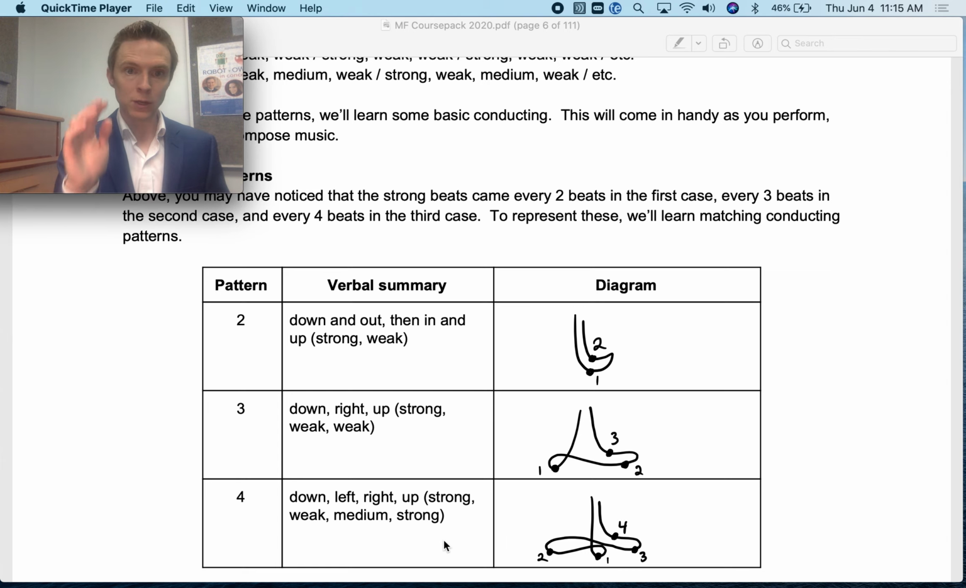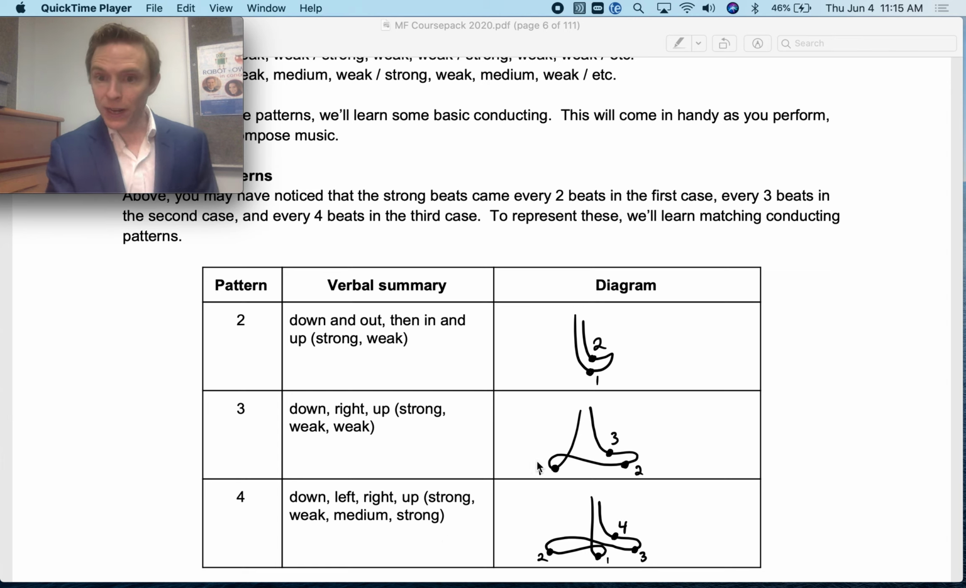You'll want to practice these a bunch. So the 2 pattern again, 1, 2, 1, 2. The 3 pattern, 1, 2, 3, 1, 2, 3. And the 4 pattern, 1, 2, 3, 4, 1, 2, 3, 4. And it's totally fine if you want to get fancy, like these diagrams suggest, where you're doing all sorts of little curly cues and stuff, but I'd rather you just get the basics down. That's the most important thing. So pretty easy so far.